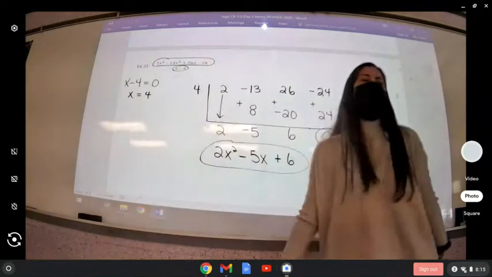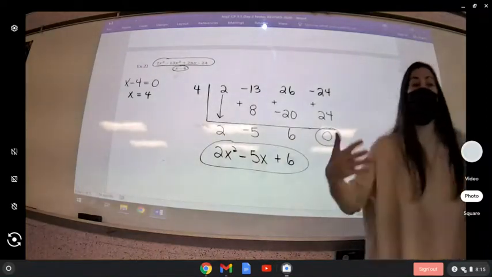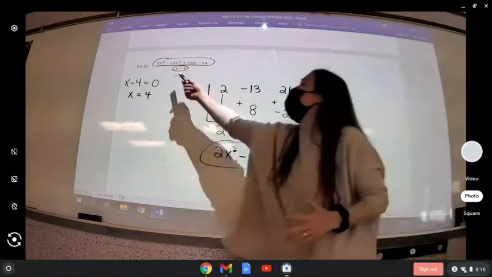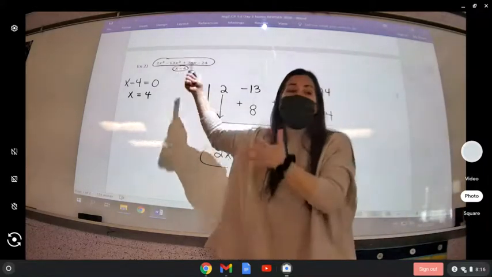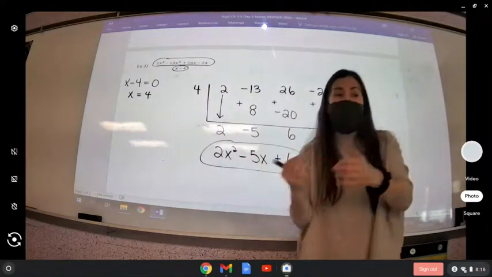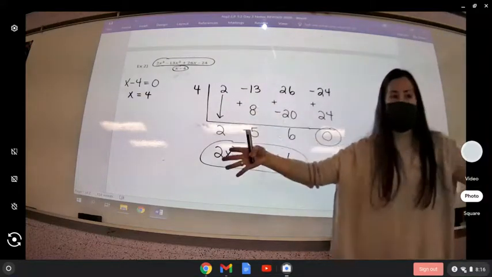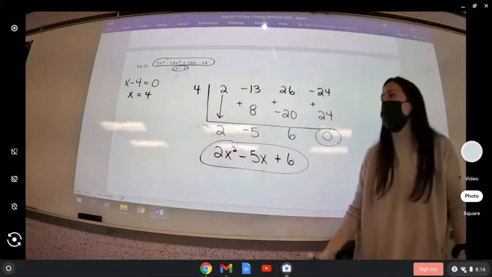Again, you could be sitting here thinking, oh man, this is so much easier. And I hope you are. But remember, it only works when you're dividing by a polynomial like that, like an x plus a or an x minus a. Everything else technically should be done using long division.